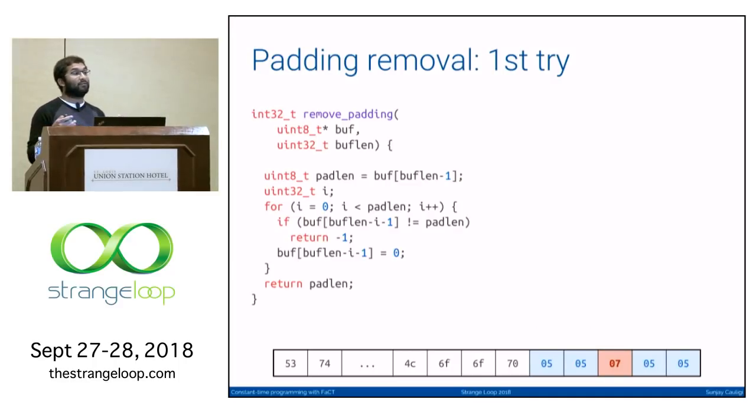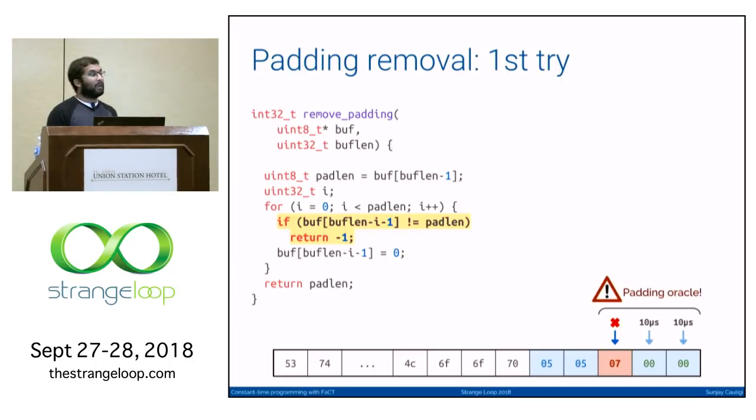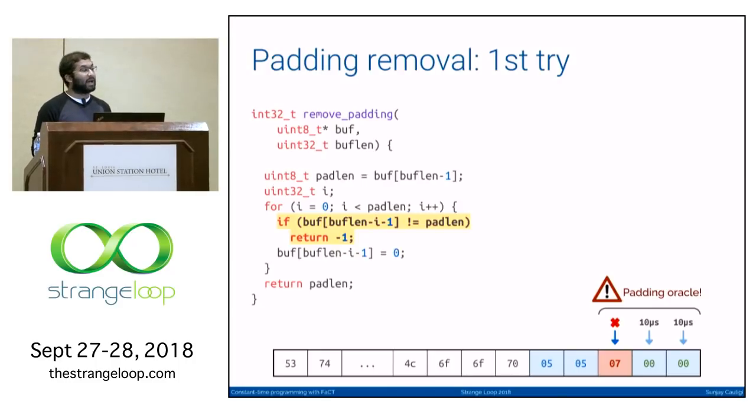But what happens if we have an invalid byte of padding in the middle of this? Then we're not going to take the full 50 microseconds to run. We're going to end up returning early. And an attacker can look at this timing difference and figure out whether or not the padding was valid, because if we return early, then there was invalid padding. This is known as a padding oracle and can lead to padding oracle attacks, which can leak your secret key. So this is really bad.